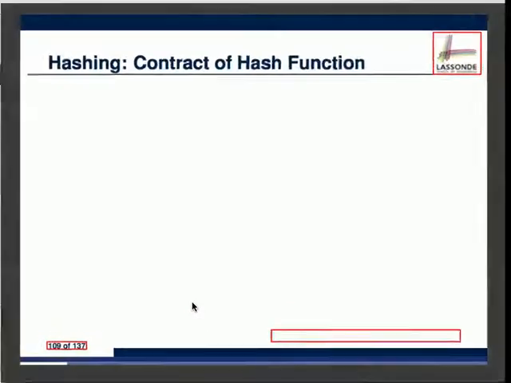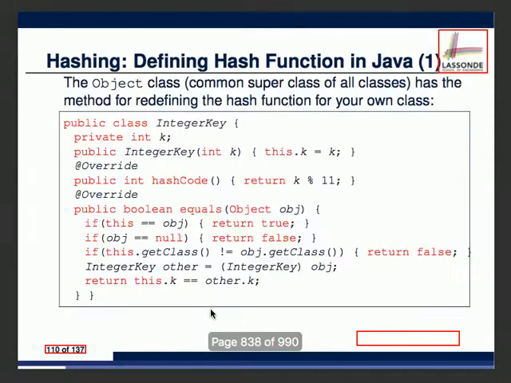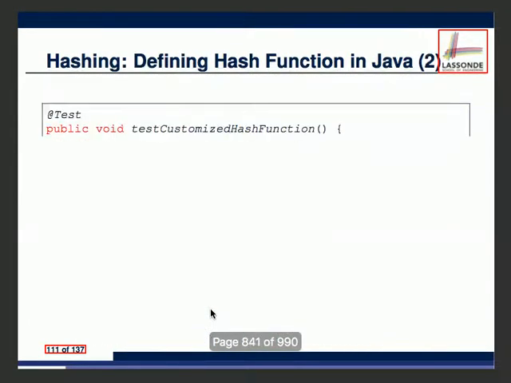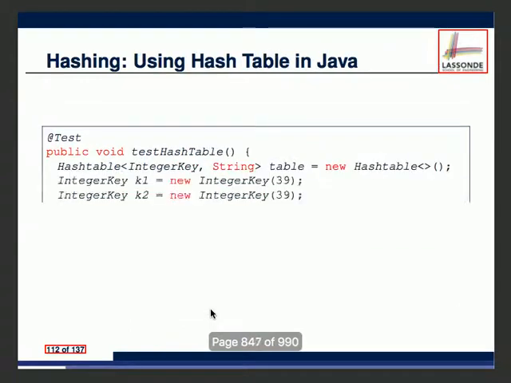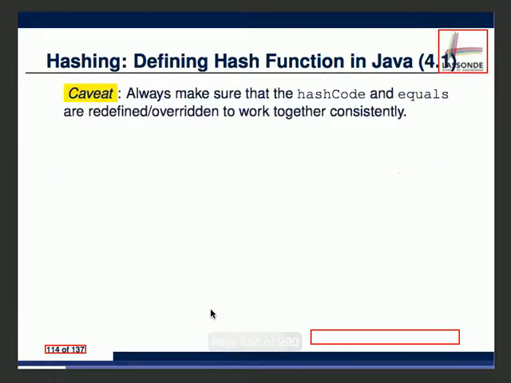Okay, let me just go to the code I want to show you. Now this is going to be the final bit I would like to talk about for hashCode. There's a warning for you, as I said before. You have to always make sure the hashCode and equals methods are defined or overridden to work together well. I'll show you one case where it is not the case.